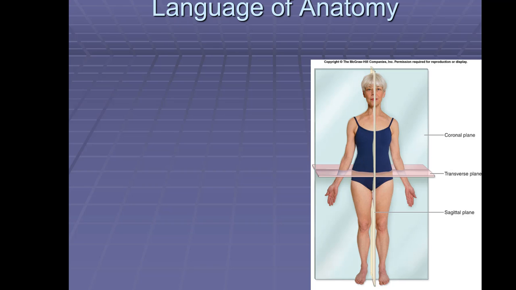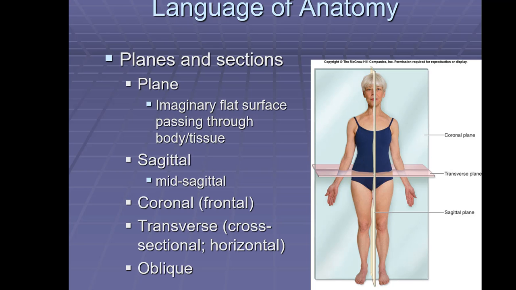Planes of the body include, a plane is an imaginary surface that passes through the body and allows us to examine the body in different ways. So we have three major planes, and then I'm going to add a fourth.